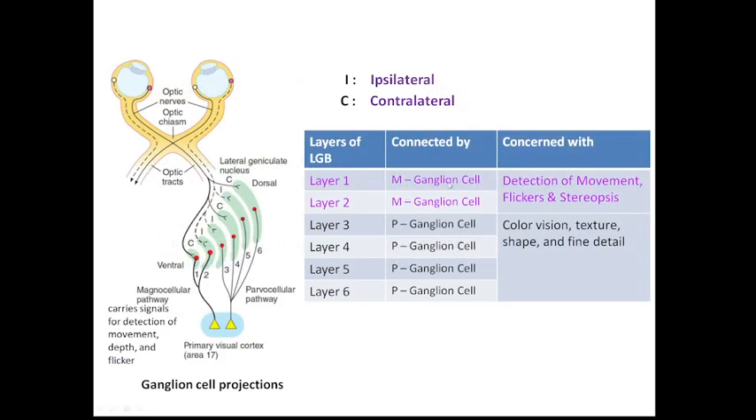Then look at the layers. Layers 1 and 2 are connected with the M cells, that is the large type of ganglionic cells, and they are responsible for what I told earlier: detection of movements, flickers, and stereopsis. And layers 3, 4, 5, and 6 are responsible for color vision, texture, shape of the object, and finer details of the object. So two types of connections are going to the brain. One is the magnocellular pathway and the other is the parvocellular pathway.